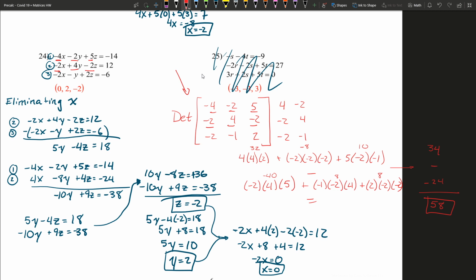And then you do the diagonals. That's all of this work right here. And all of that work will get you a number. In this case, that's +58. I had to go over the line because I was running out of room.